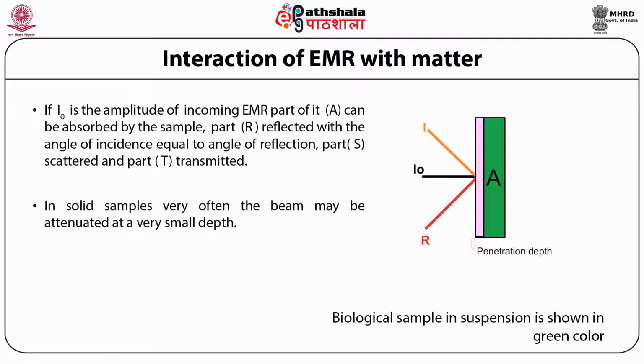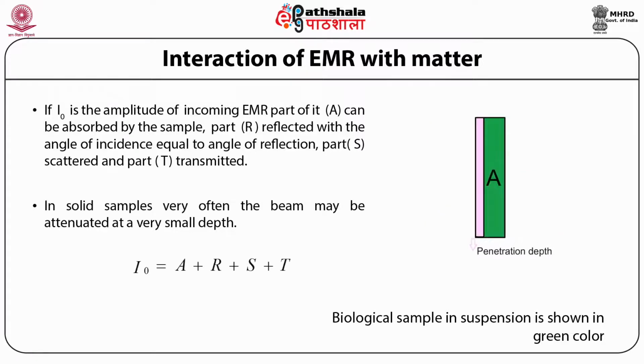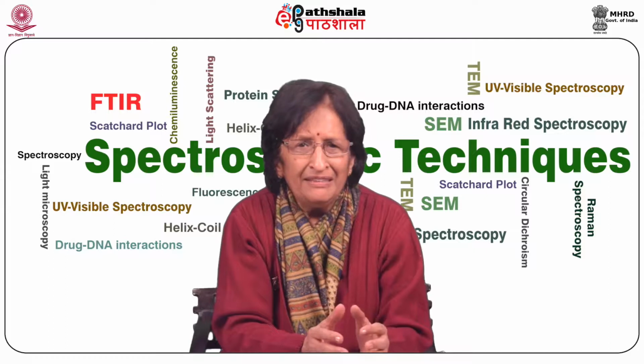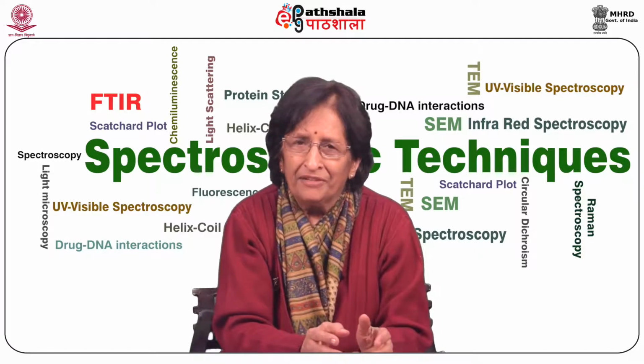In solid samples, very often the beam does not come out. It may be completely attenuated at a very small depth. But the total intensity of the incoming light I0 can be put equal to the absorbed component, reflected component, scattered component, and the transmitted component. How does electromagnetic radiation interact with matter?